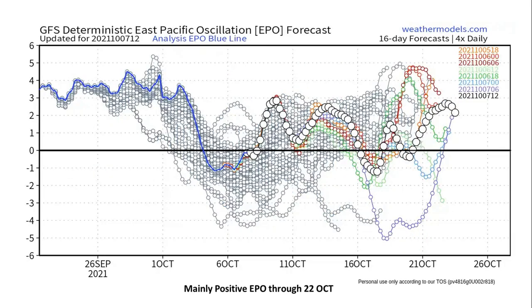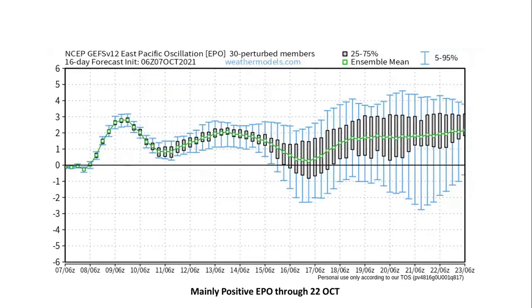And then the GFS deterministic EPO forecast, generally showing a positive trend, a lot of ups and downs in this particular model for the forecast. But in general, if you balance things out, we're looking at positive conditions overall through the 22nd of October. And then the NCEP GEFS V12 EPO 30 perturbed members forecast showing generally a mainly positive EPO right on through the 22nd to the 23rd of October.